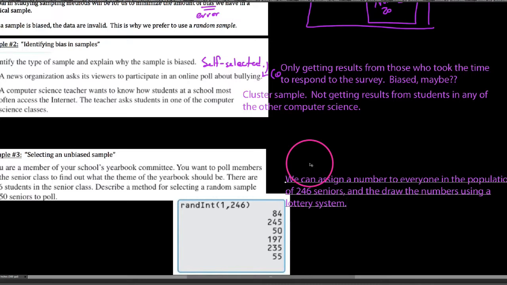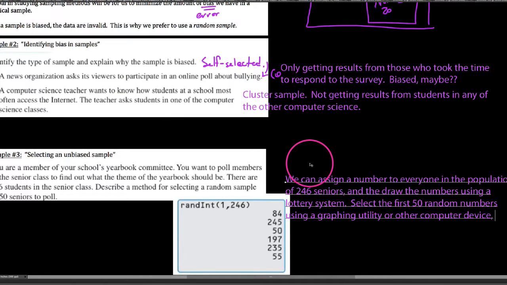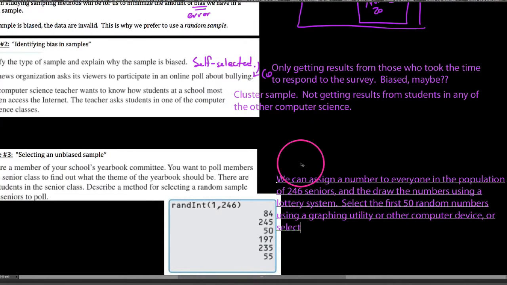And so we could select the first 50 random numbers using a graphing utility, as we just did, or other computer device, or I suppose select out of a hat, which isn't feasible a lot of times, so that's why we use a random number generator. And so here's what I want you to look at.